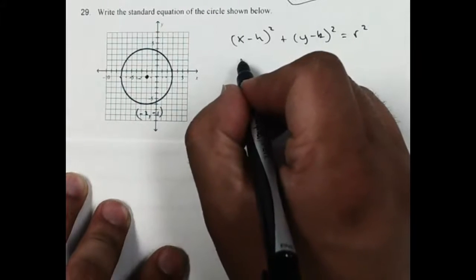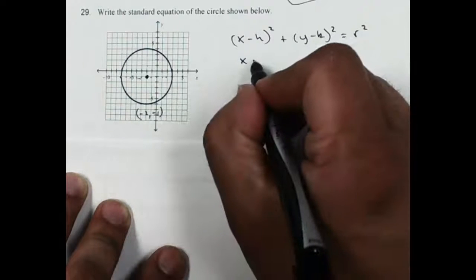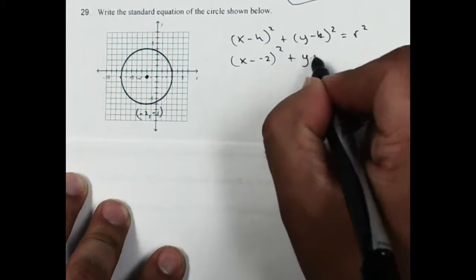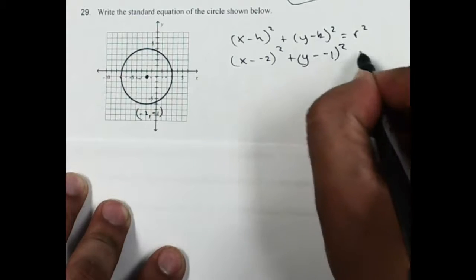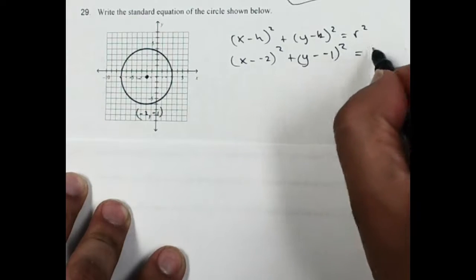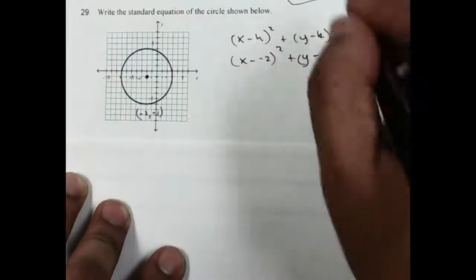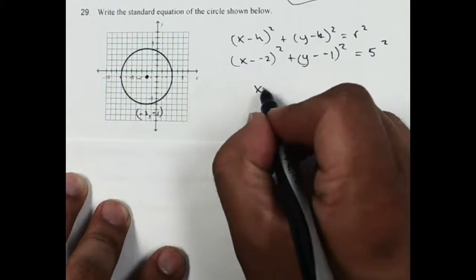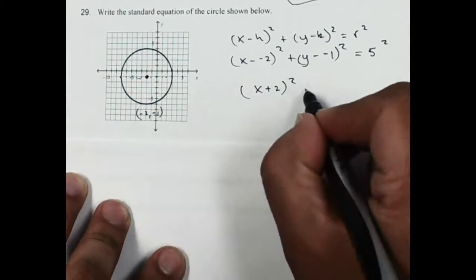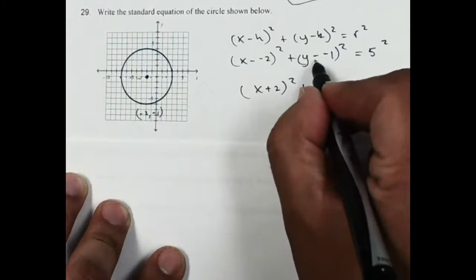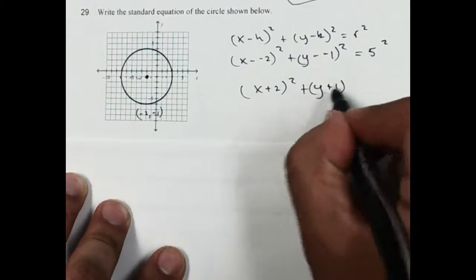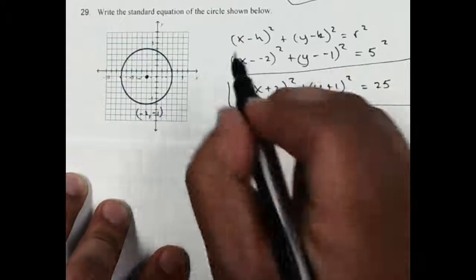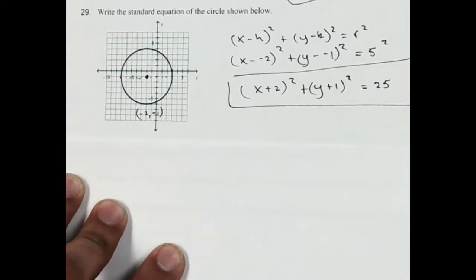Okay, so I know that I have x minus a -2 squared plus y minus a -1 squared is equal to my radius squared. If I count, my radius was 5, so it's 5 squared. Since I'm minusing a negative, that's going to become x plus 2 squared plus, same thing here, I'm subtracting a negative, so it's going to be y plus 1 squared. And 5 squared is 25. So this would be my equation in standard form for a circle.